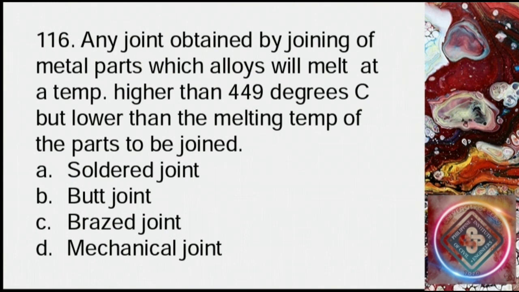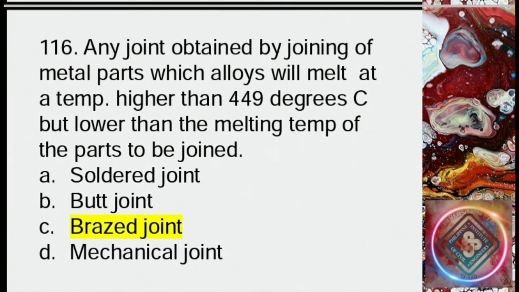116. Any joint obtained by joining of metal parts with alloys which melt at a temperature higher than 449 degrees Celsius but lower than the melting temperature of the parts to be joined. A. Solder joint, B. Butt joint, C. Brace joint, D. Mechanical joint. C. Brace joint.